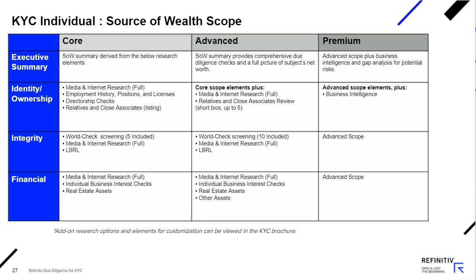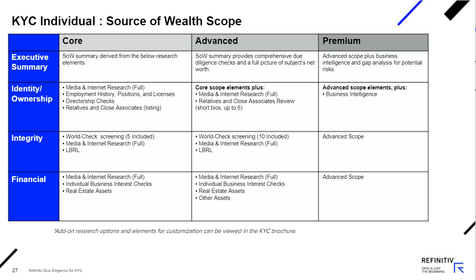We also provide role check screenings. Those are included on the individual, RCAs identified, their relatives and close associates, as well as certain businesses and their business interests identified. For the financial aspect of it, that pertains to the media and internet research, of course. And the entry level includes English language research and local language research.